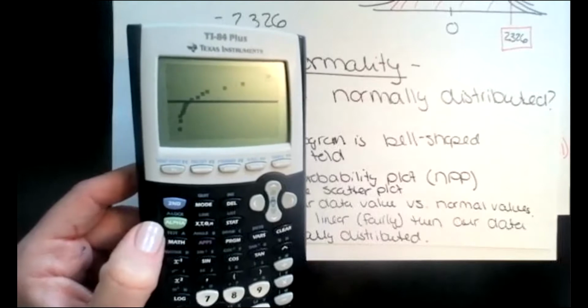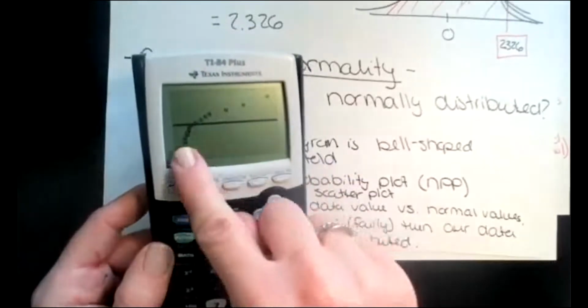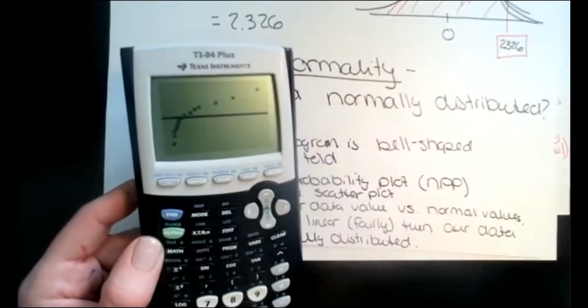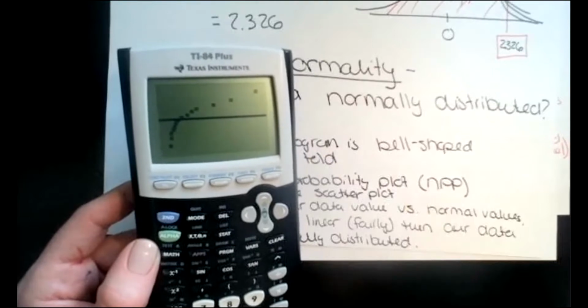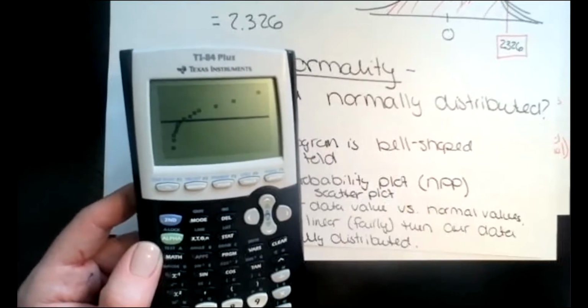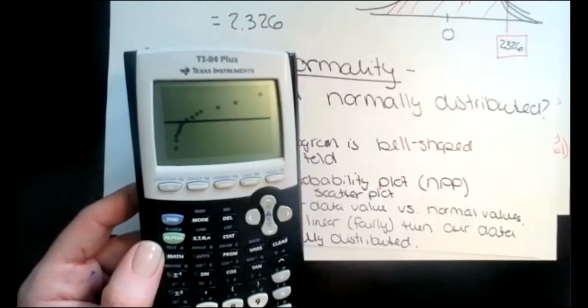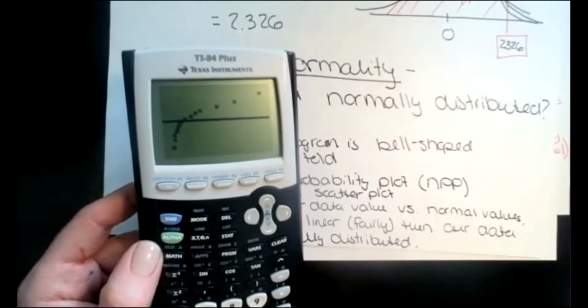This does not look linear to me. Look at this curve. This is not linear. So to me, and it doesn't have to be perfectly linear, it's just fairly linear. We're going to say it's normal. This does not look fairly linear. I'm going to say, no, I do not think this is normally distributed.